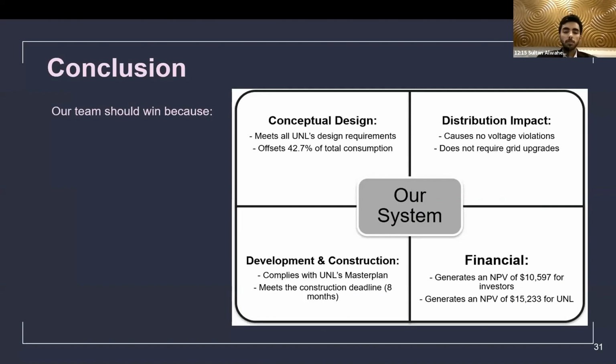So to sum it up, we believe that our team should win because our proposed system successfully meets all the conceptual design requirements set by UNL, while also producing 10.4 gigawatt hours of electricity annually from clean resources, which offsets 42.7% of UNL's total power consumption. Our system also generates all the electricity without causing any voltage violations and can be implemented using UNL's current distribution network with no upgrades being required. Our system is future-proof and will not create unnecessary conflicts with UNL's plans, and has a construction timeline that can easily meet UNL's deadline of 8 months.